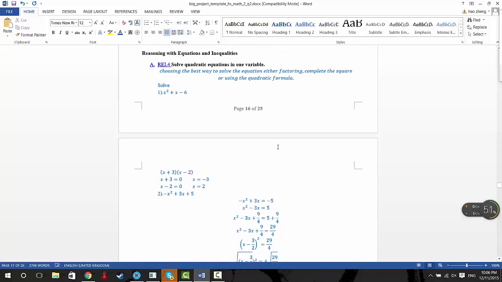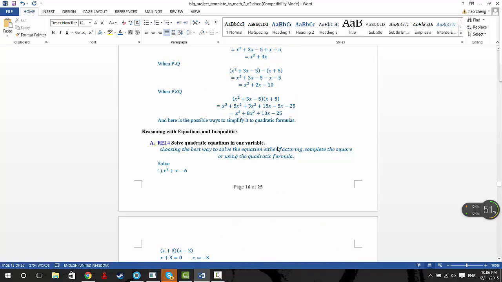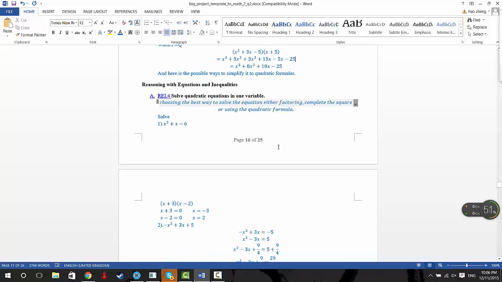And next standard, REI4. Solve quadratic equations in one variable. So choosing the best way. In here, we're supposed to choose the best way to solve the quadratic equation to find the x or something like this. The possible ways are factoring, completing the square, or using the quadratic formula.